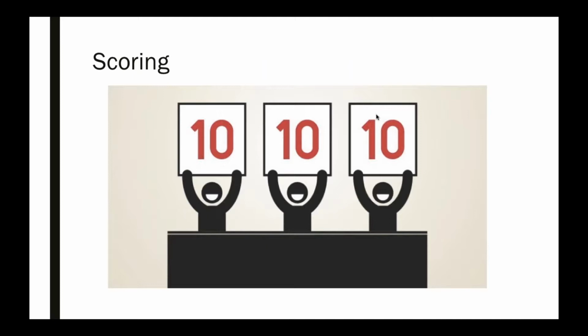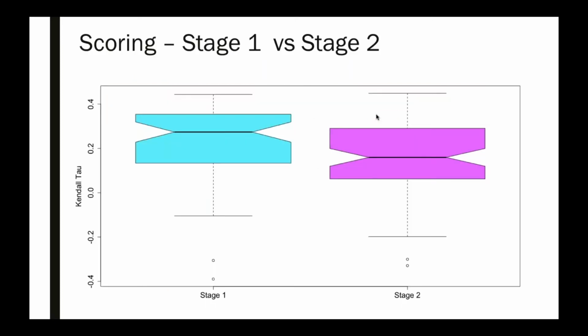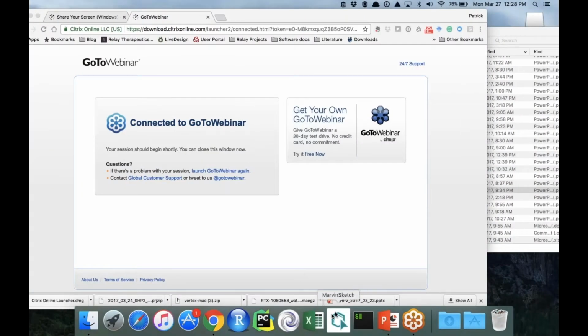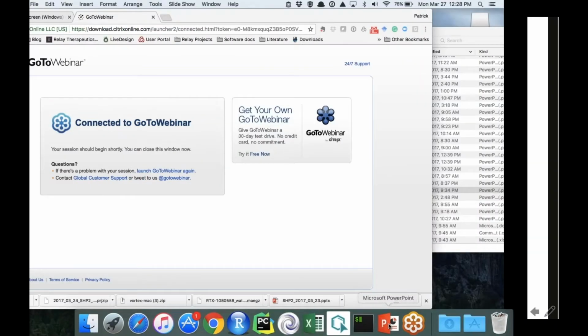So let's move on from pose prediction and talk a little bit about the scoring components of the challenge. What I'm showing now is a box plot comparing the Kendall tau on the y-axis for the stage 1 submissions versus the stage 2 submissions.